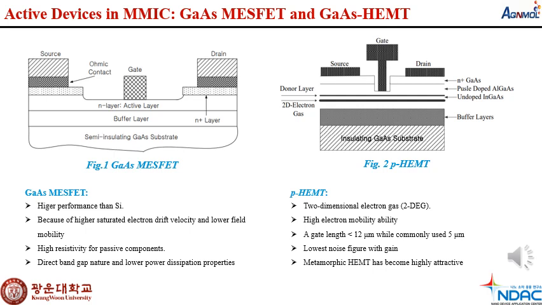The gate length should be lower than 12 micrometer, while we can commonly use 5 micrometer for the fabrication of this gallium arsenide HEMT. Another reason would be the lowest noise figure with the gain, and the metamorphic HEMT has become highly attractive for this fabrication method.